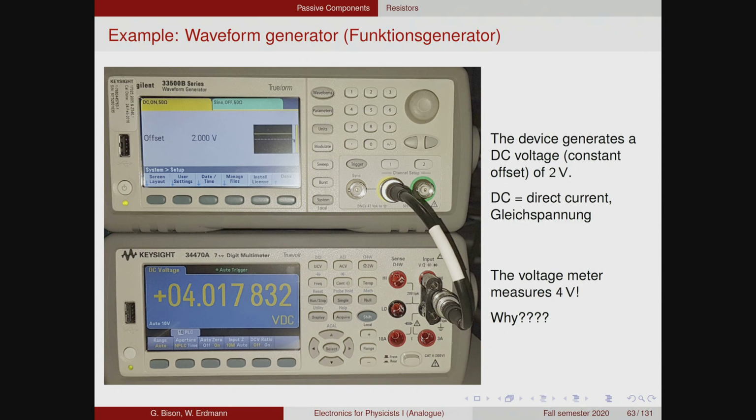And it's a common mistake. And so if you ever see twice the voltage coming out of your function generator, this is the case, you set it to 50 ohms. And there is a different setting, typically called high Z, and then the voltage would be correct.